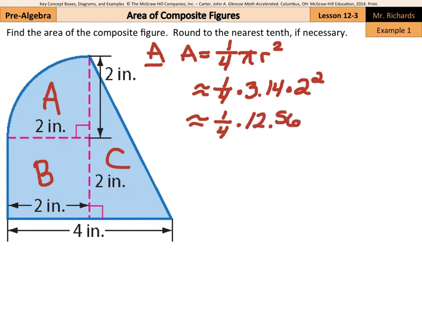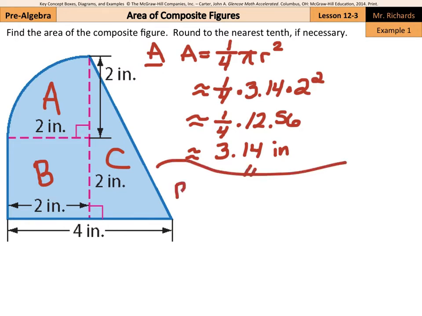And a little calculator hint: when you're multiplying by a fraction whose numerator is 1, like 1/4, you could simply divide by 4. If you're multiplying by 1/2, you could divide by 2. 1/3, divide by 3. A little shortcut with our calculators. So now this area is going to be about equal to 3.14 inches squared. So that's the area of my quarter circle.